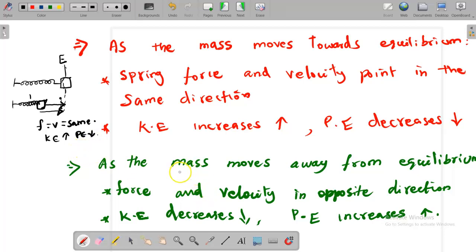So it is just the opposite when the mass moves away from the equilibrium. If this mass is moving away from the equilibrium to the left side, meaning getting compressed, the spring force is in the opposite direction of the velocity, which means kinetic energy decreases, potential energy increases. So, a very important point. You can pause the video and write it down.